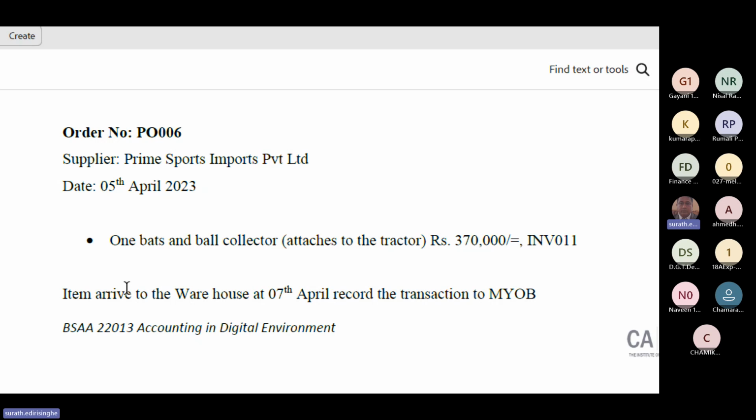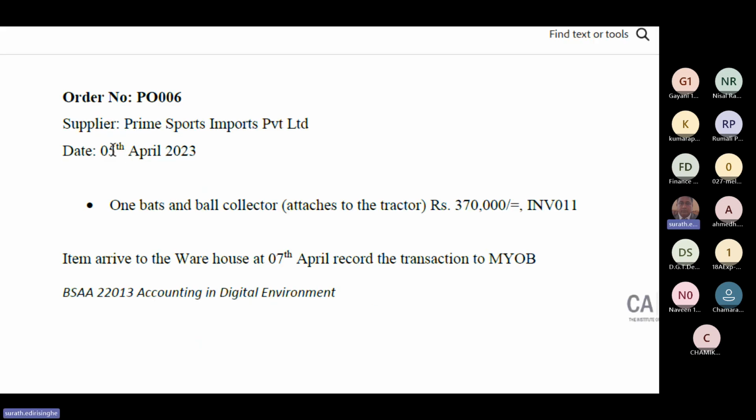From the same supplier, Prime Sport Import Private Limited, Sub Cricket Club purchased one bat and ball collector attached to the tractor. You know that when you watch the cricket match, there are items for collecting bats, balls, pads, everything. These items are like buckets, and these buckets are attached to the tractor. So the company purchased this bat and ball collector. The cost is 370,000, invoice level.